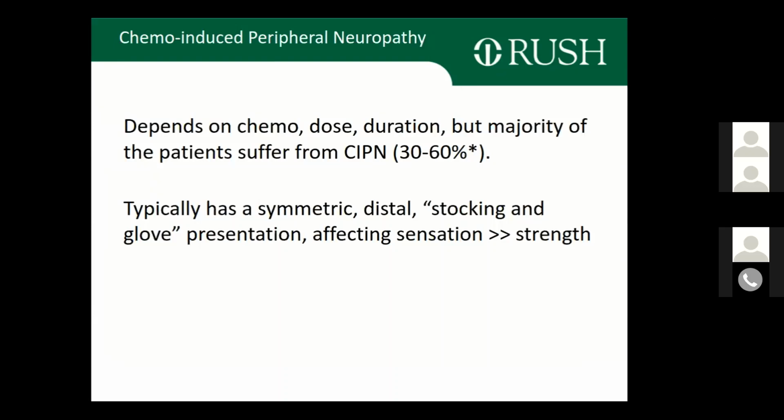What we would expect from chemo-induced peripheral neuropathy is that it would show up as what we call a symmetric distal "stocking and glove" pattern. I put that in quotes because you feel like you're wearing stockings and gloves. Those areas are numb or just tender. That's the typical picture that we would see, and the sensations are generally more affected than the strength.